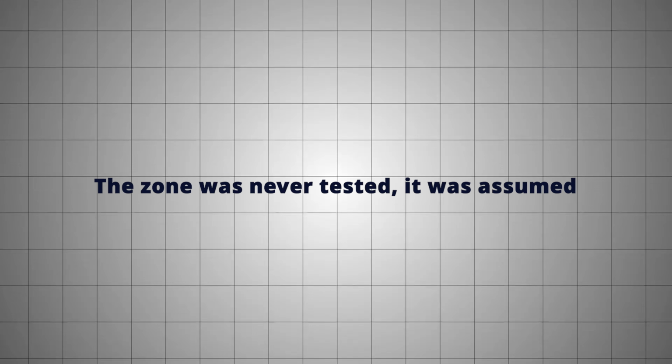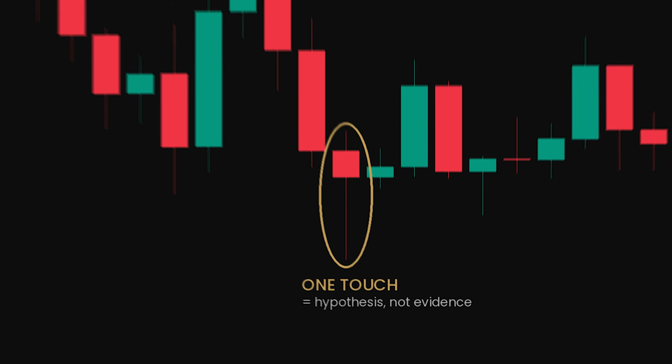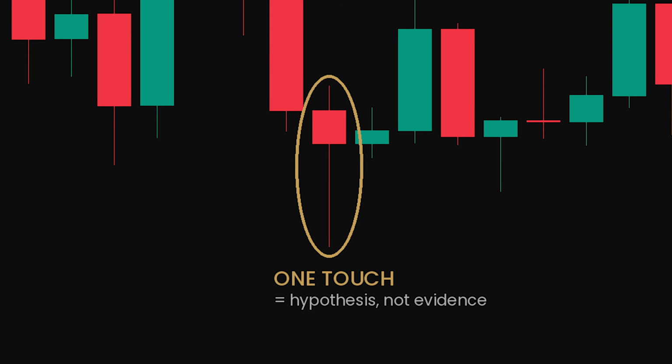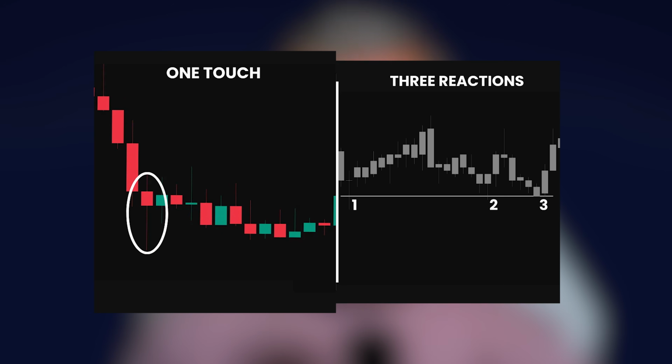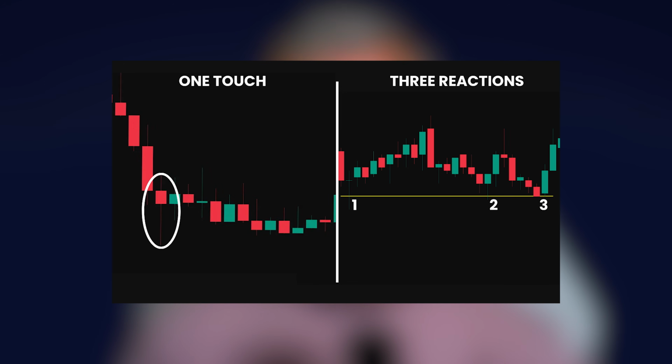The first and most common reason a zone fails is that it was never really a zone to begin with. It was one reaction, sometimes even just one wick, and it got treated as if it was structurally significant. A single touch does not tell you that buyers are defending that area. It tells you that buyers showed up once. That could be genuine demand. It could also be a stop hunt, liquidity grab, or noise from a low volume period. A level with one reaction is a hypothesis. A level with multiple reactions, ideally across more than one time frame, is closer to evidence.